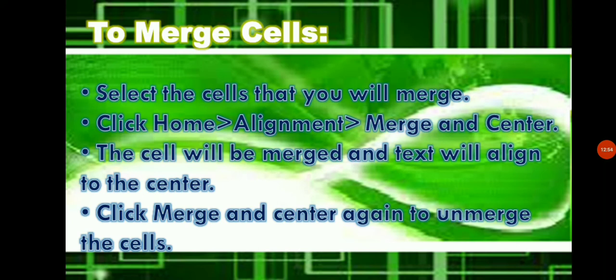To merge cells, select the cells that you want to merge. Click Home, Alignment, Merge and Center. The cells will be merged and the text will align to the center. Click Merge and Center again to unmerge the cells.